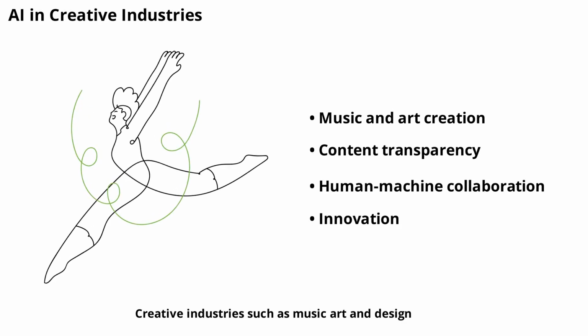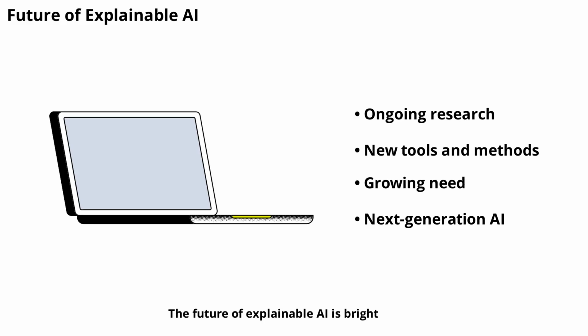Creative industries, such as music, art, and design, are exploring AI for inspiration and production. Explainable AI helps artists and creators understand how AI-generated content is produced, making collaboration between humans and machines more meaningful and innovative.